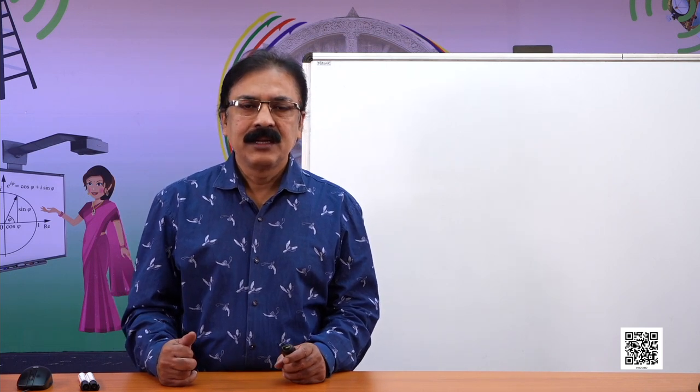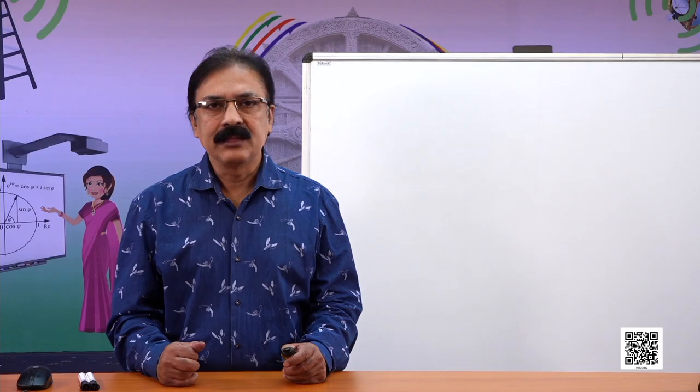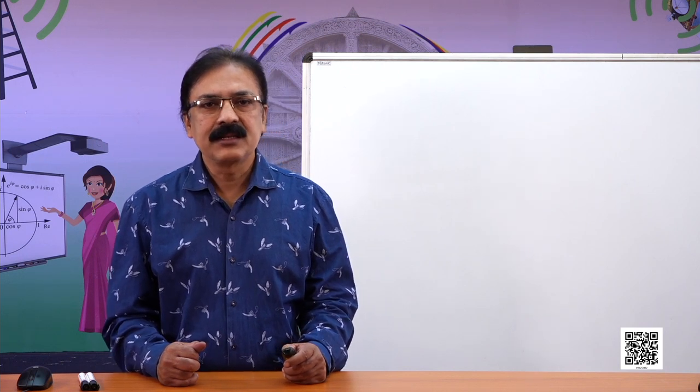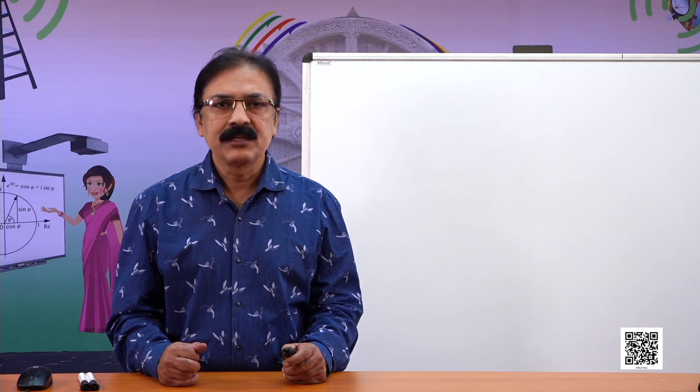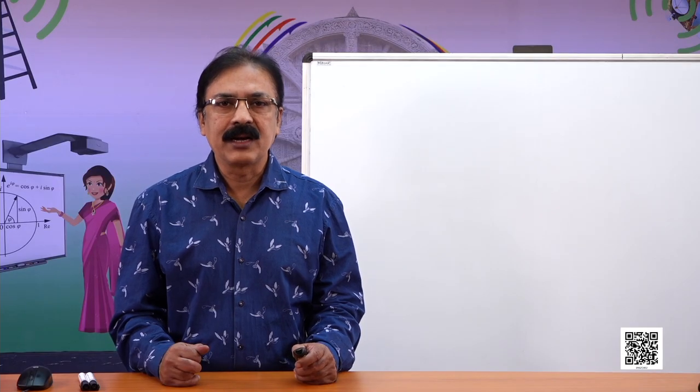Heron's formula says that the area of a triangle is the square root of S into S minus A into S minus B into S minus C. What are these A, B, C? A, B, C are the lengths of the sides of a triangle. Then what is S? S is the semi-perimeter of the triangle, that means half of the sum of the lengths of the sides. Now, let's have some problems using this Heron's formula. Let's find the area of some quadrilaterals.